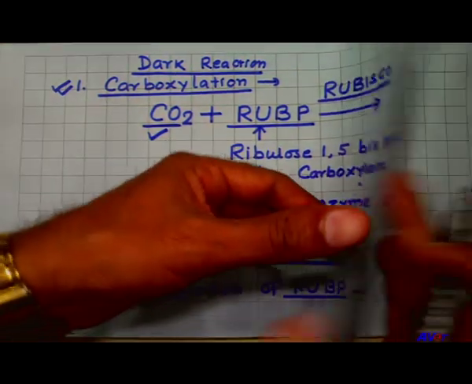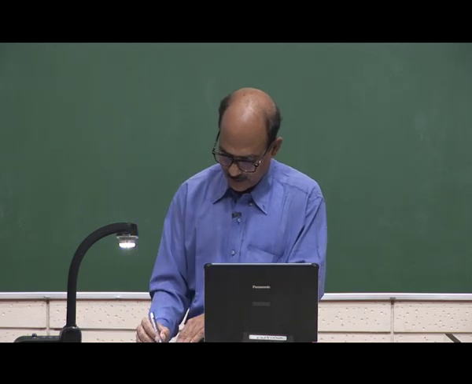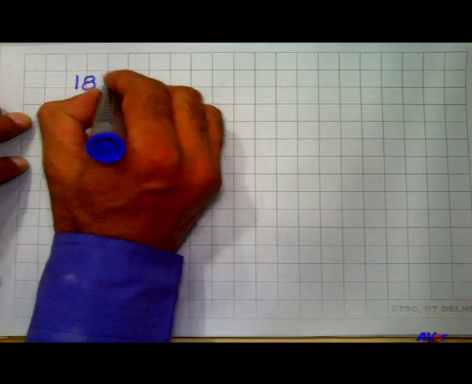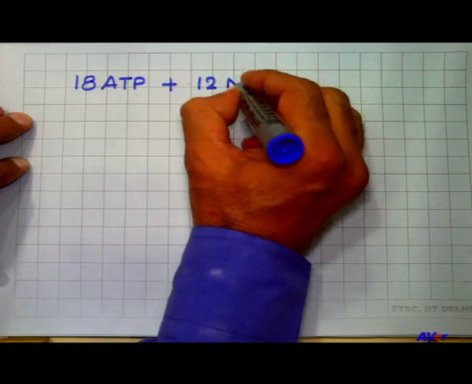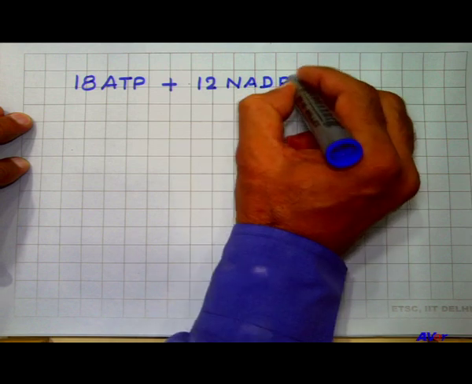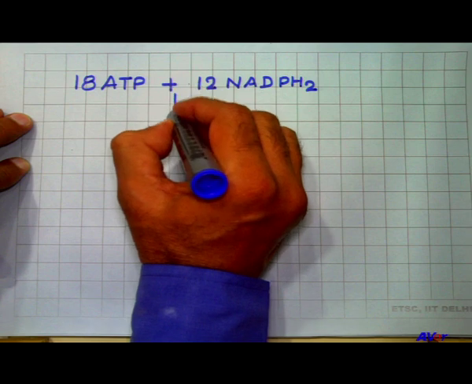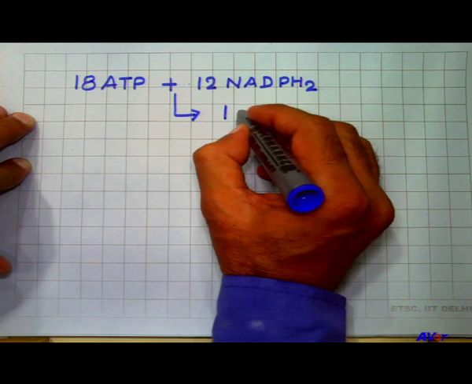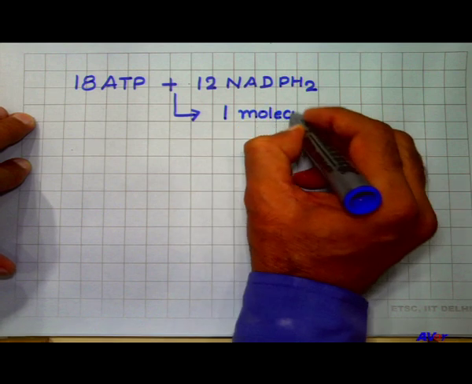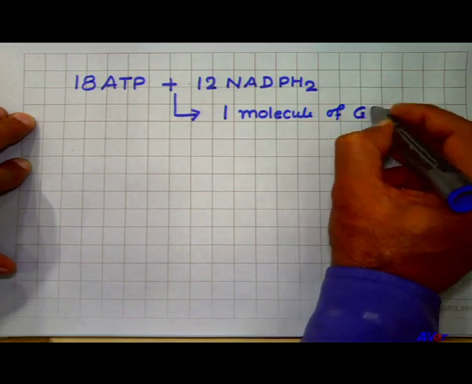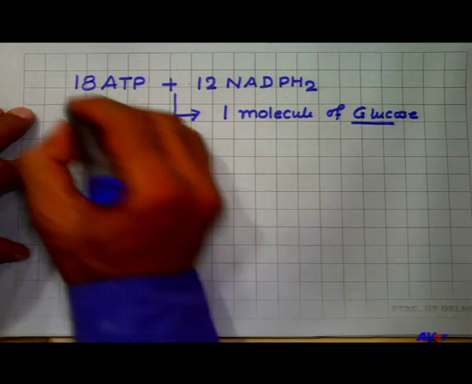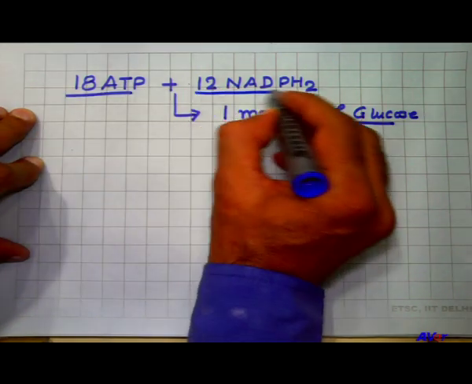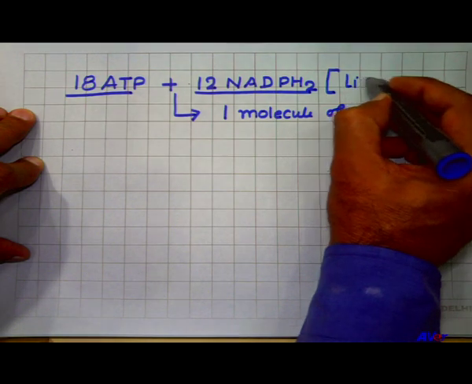The entire reaction requires 18 ATP and 12 molecules of NADPH2 for the formation of 1 molecule of glucose. So, for the entire reaction, this ATP and NADPH2 come from the light reaction.